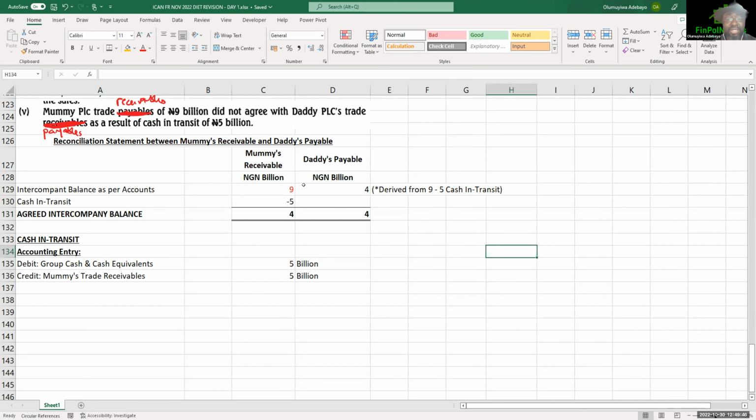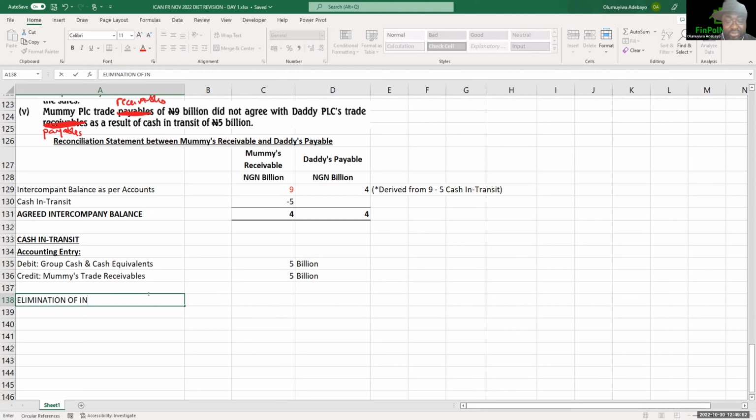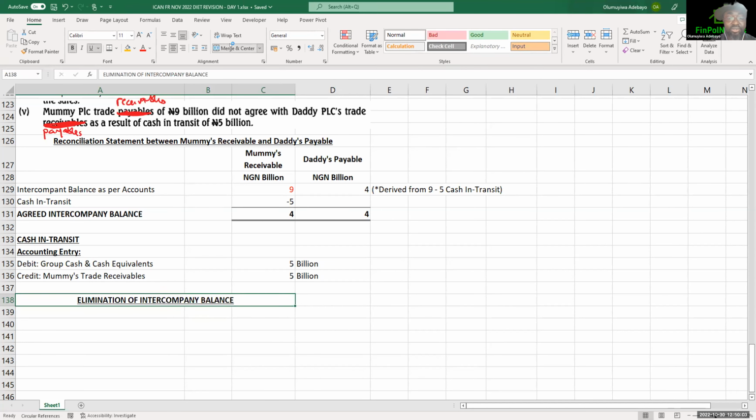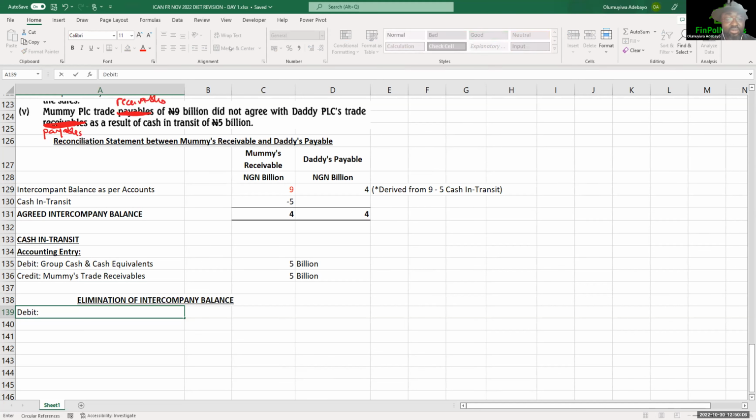And at the end of the day, whether it is 9944, we eliminate the intercompany balance. And that's why I said, don't ever worry yourself about the position, because it's still going to cancel out. And how do I do that? The account that is in debit, which is that of the parent and subsidiary, will be credited to eliminate. The account that is in credit, which is that of the parent, will be debited to eliminate.